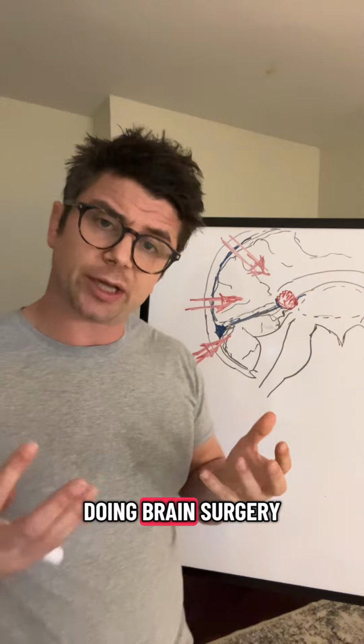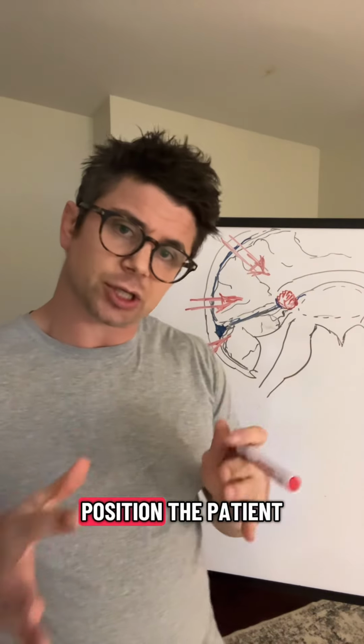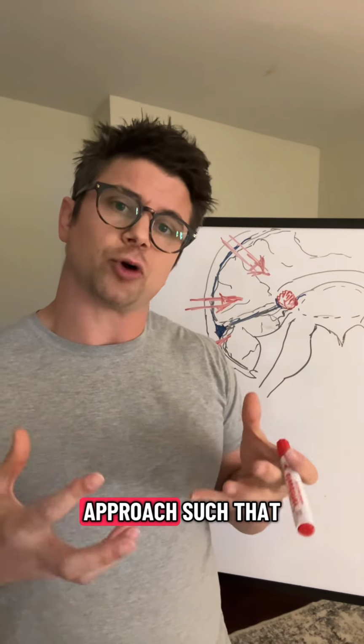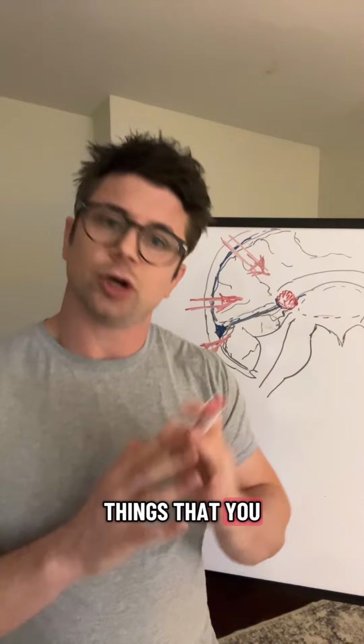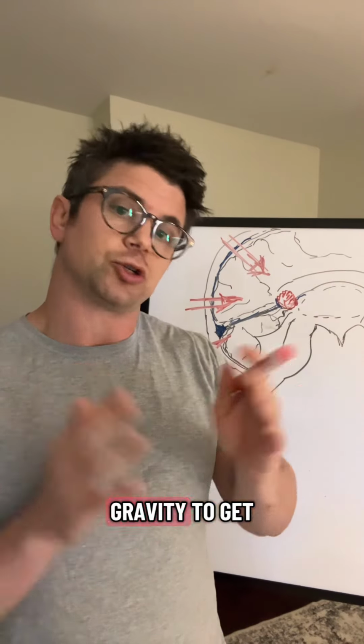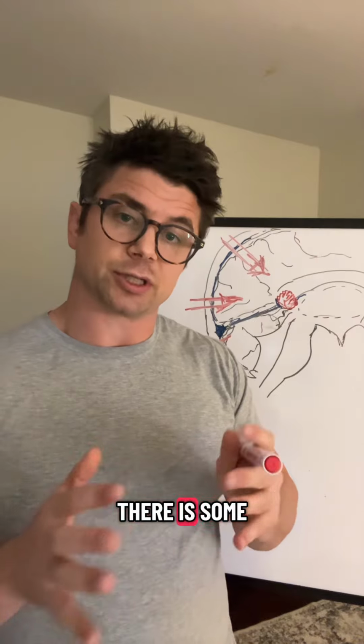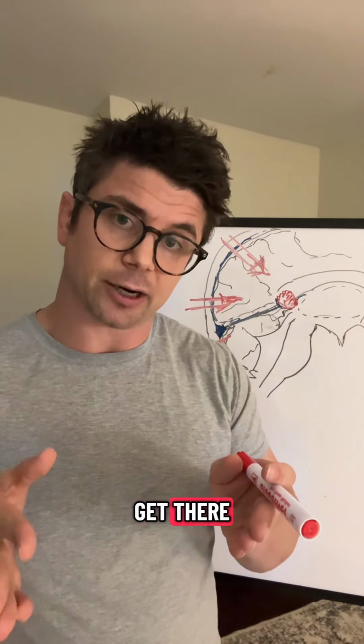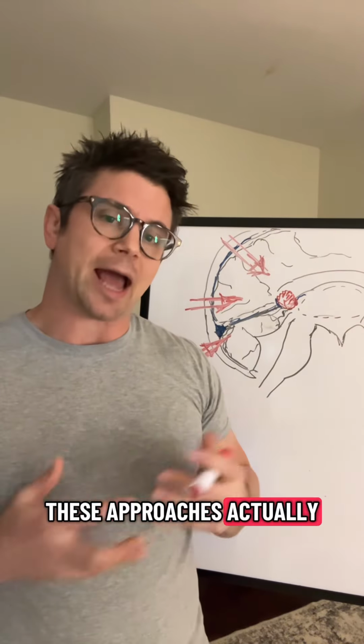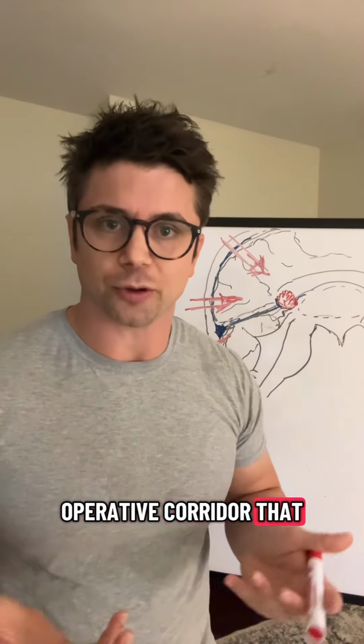Because when you're doing brain surgery, you want to position the patient and make your approach such that things you don't want in your operative corridor, you can use gravity to get out of your way, or you can make sure that there is some safe path to get there. The names of these approaches actually tell you the operative corridor that you're taking.